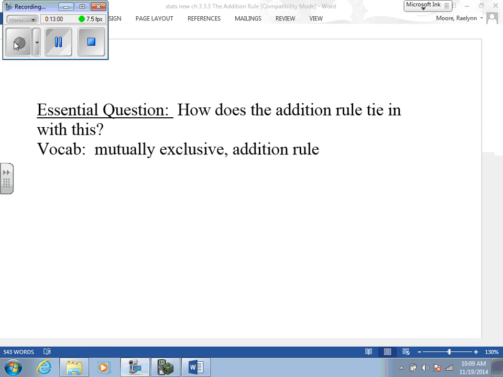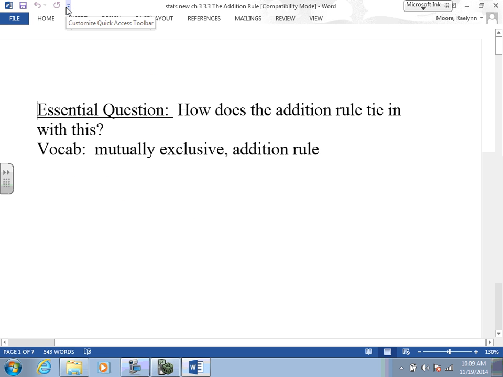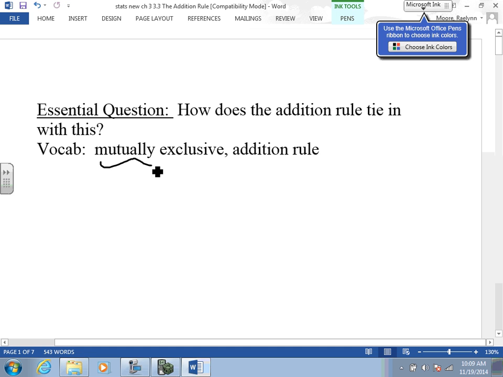Mutual is the same. Exclusive is like excluding, so they can't happen at the same time. Mutually exclusive says, that was a very good way to take it apart tonight. Mutual is the same, exclusive, excluding. So, this means these cannot happen at the same time, and this is extremely important.